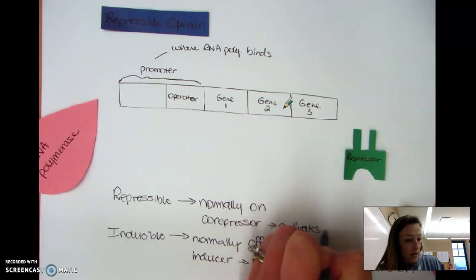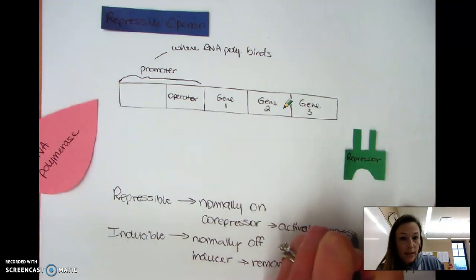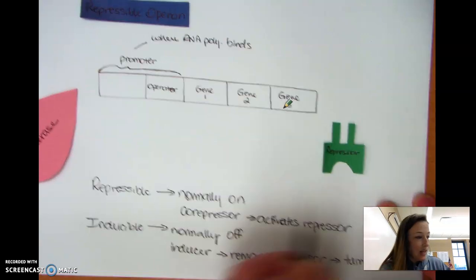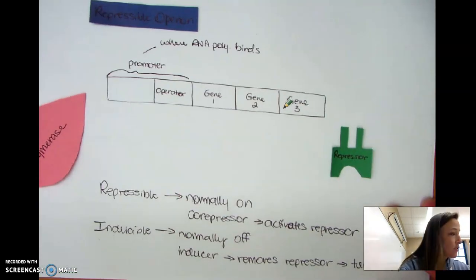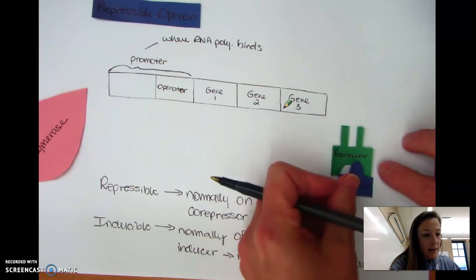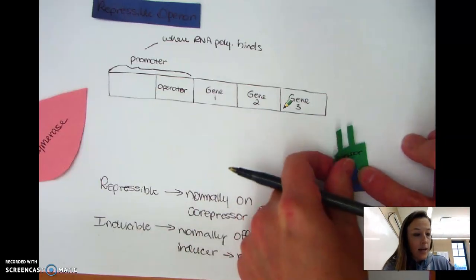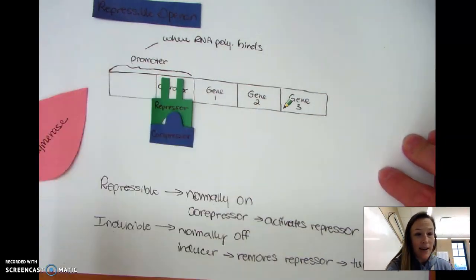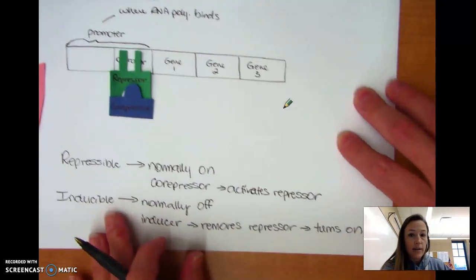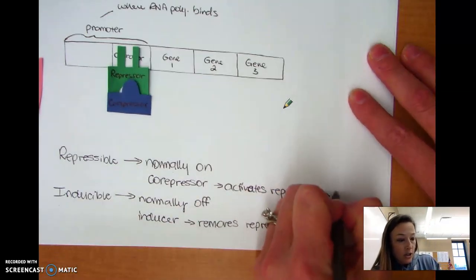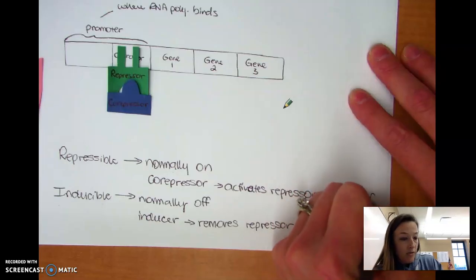Whoops, activates repressor. Think about what "co" means, like you work with your co-workers, it means together. So the co-repressor is going to come in. It's going to bind to the repressor, which is over here just hanging out. It's going to activate that repressor to bind to the operator. Okay, so it activates the repressor, so it turns the operon off.